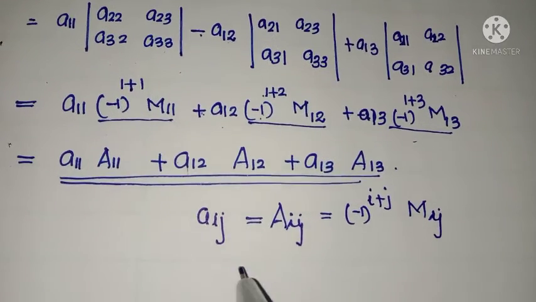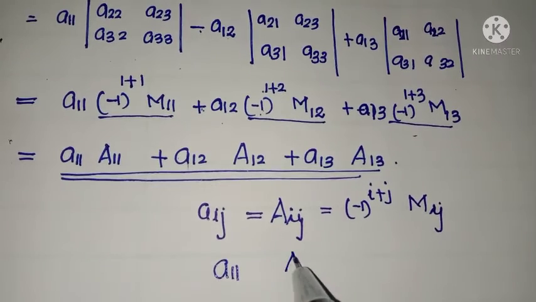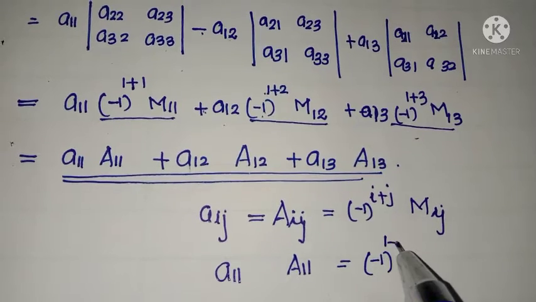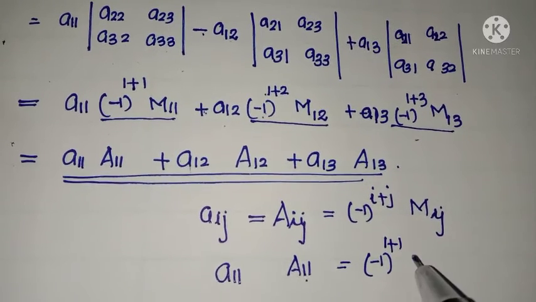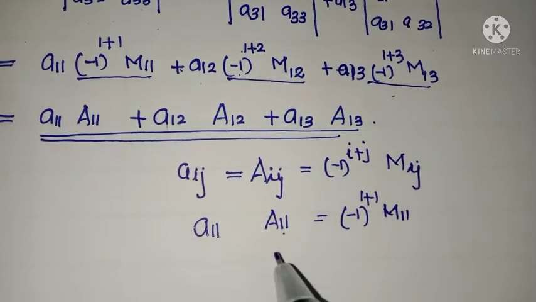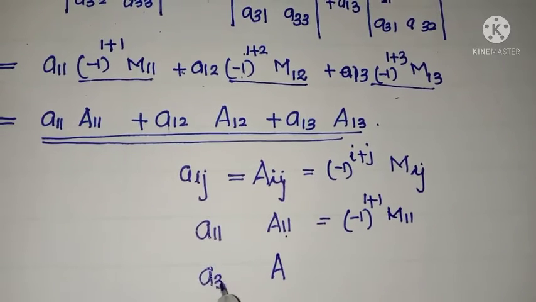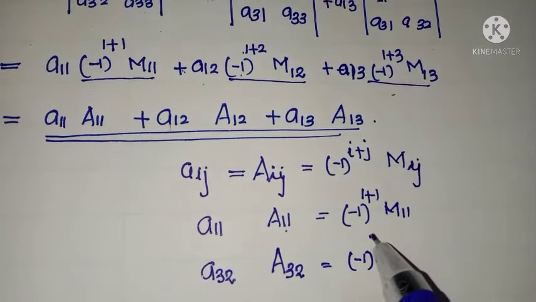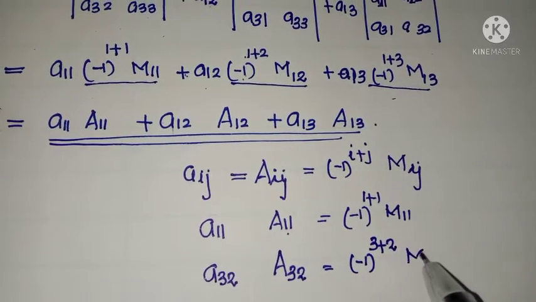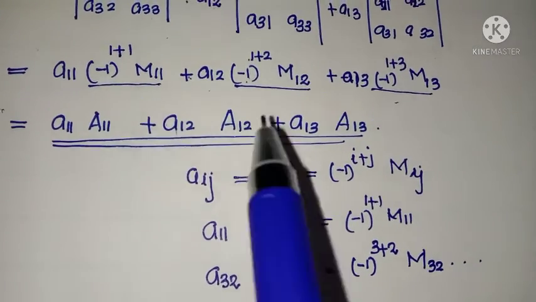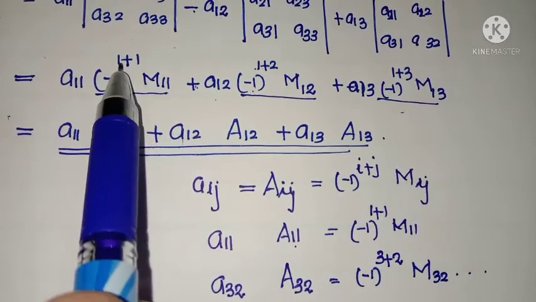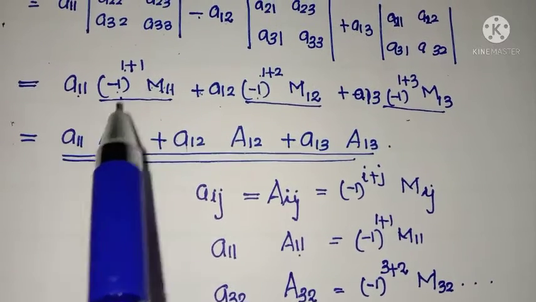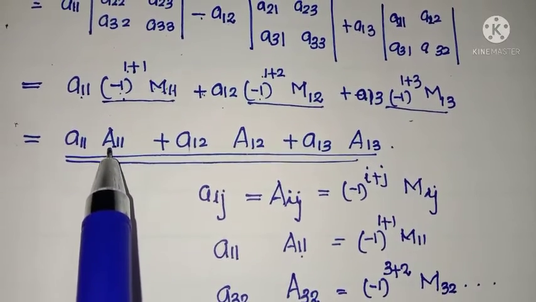For example, what is the cofactor of A11? Cofactor of A11 is obtained by minus 1 raised to 1 plus 1 M11. What is the cofactor of the element A32? That is capital A32 is equal to minus 1 raised to 3 plus 2 M32 and so on. So, minus 1 raised to 1 plus 1 M11 is the cofactor of the element A11 and it is denoted by capital A11.